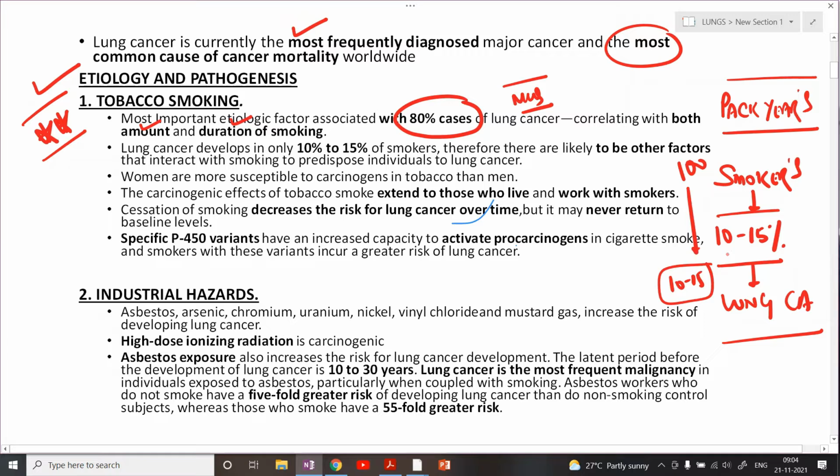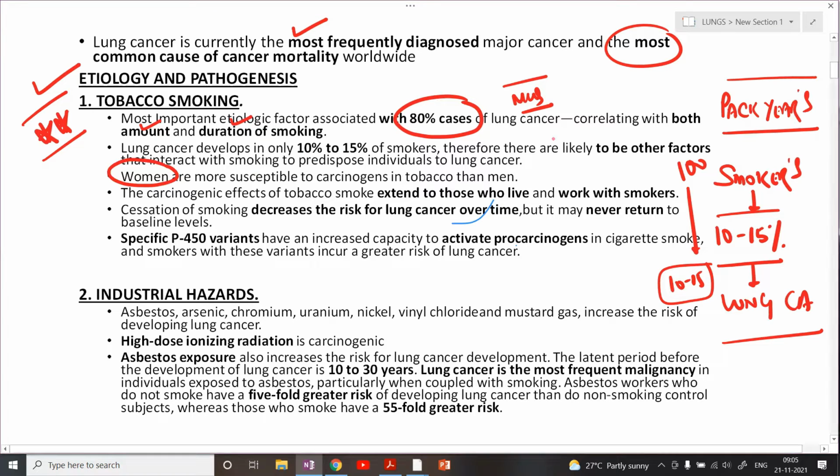So what is the importance of this line? The importance is that there are other factors other than smoking which also contribute towards the development of cancer. A very important fact is that women who smoke are at a higher risk of developing lung cancer compared to the same amount of smoking done by men.